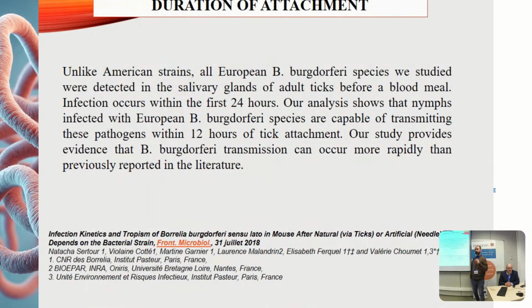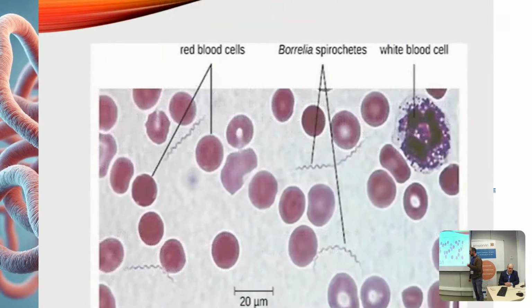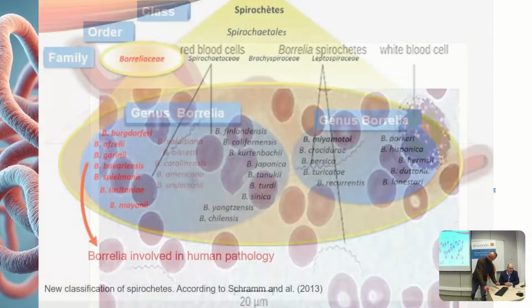There is a notion of the duration of attachment of the ticks needed to transmit the Borrelia bacteria. But there is a difference between strains of America and strains of Europe. As you can see in this study of the Pasteur Institute, they identified a duration of 8 hours to transmit the disease. So it's very short. You saw the spirochete in Christophe's slide.